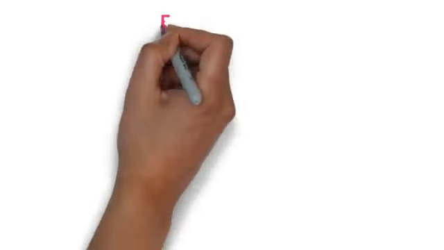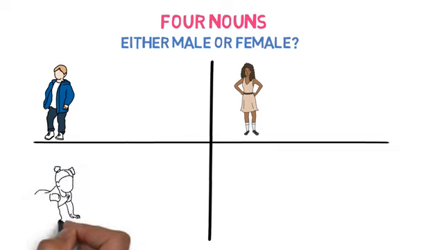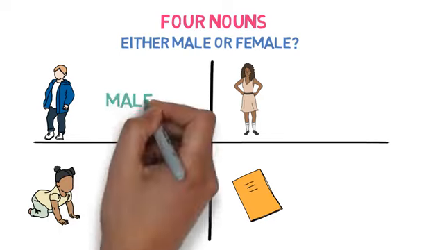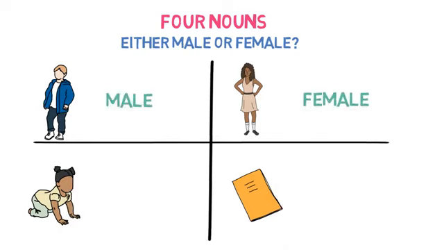Let me ask you a question. I will give you four nouns and you have to tell me either they are male or female. Boy, girl, baby and book. The first and second are straightforward. Boy is a male and girl is a female. Now what about baby? Is it a male or female?